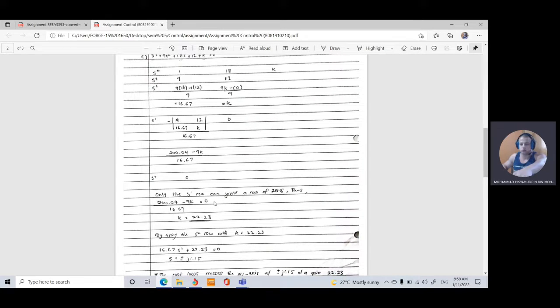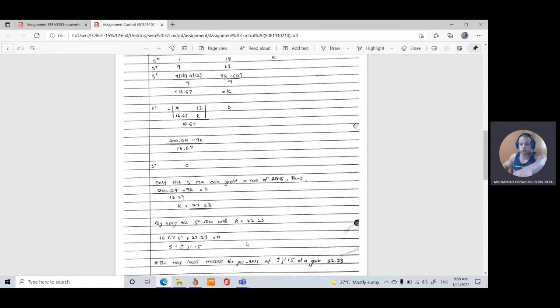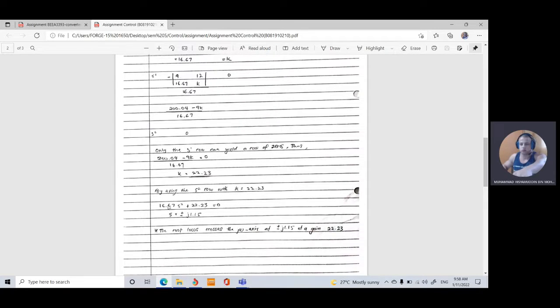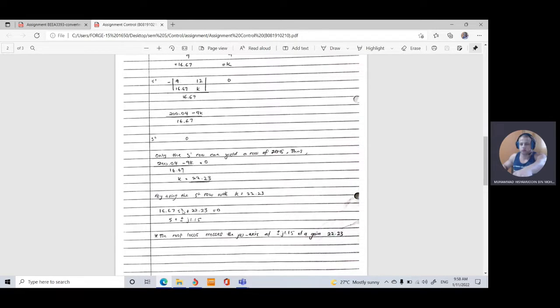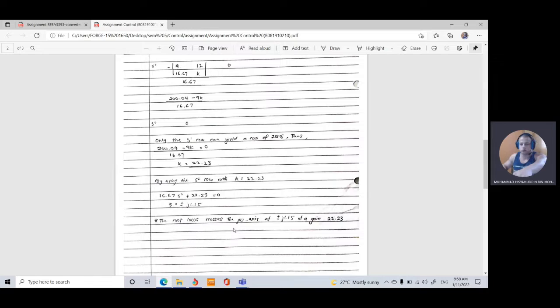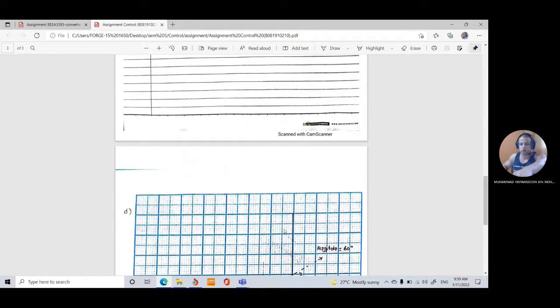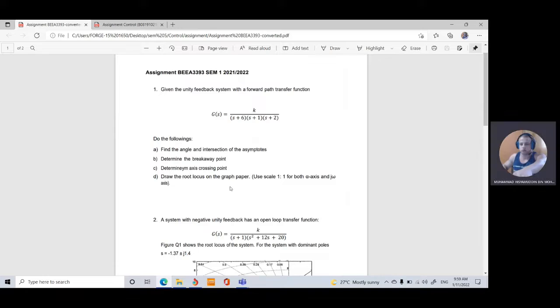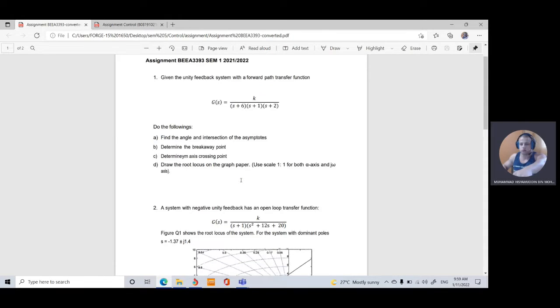By using the s to the power of 2 row with k 22.23, we can get this equation, 16.67s squared plus 22.23 equals to 0. Then from here we can get the value of s plus minus j 1.15. So the root locus crosses the j omega axis at plus minus j 1.15 at the gain of 22.23. Okay, next is draw the root locus on the graph paper.